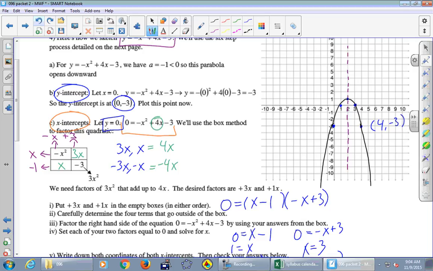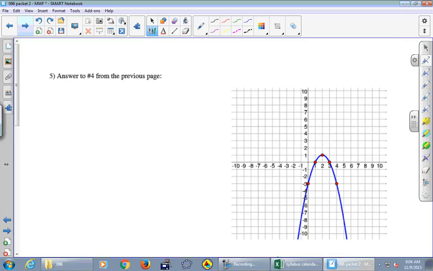Questions on any of that? Okay, answer key is right there. That is exactly the 5 points that we plotted, connected with some smooth, continuous curve. All right, so the process is written out in all its detail there on page 167, so you can reference that while you're doing the activity or doing the homework tonight. Go ahead and move to the activity on the next page.